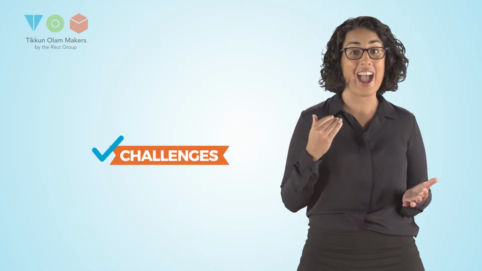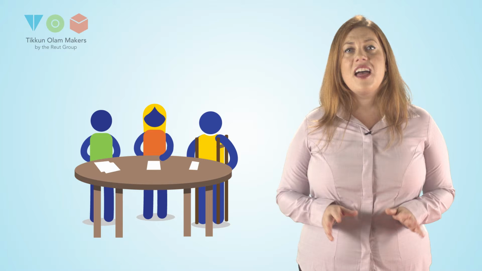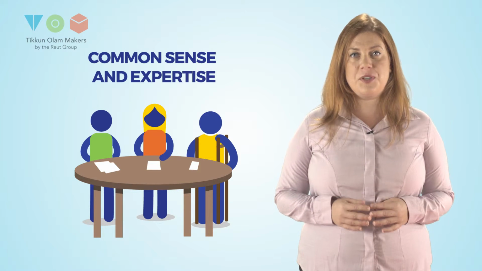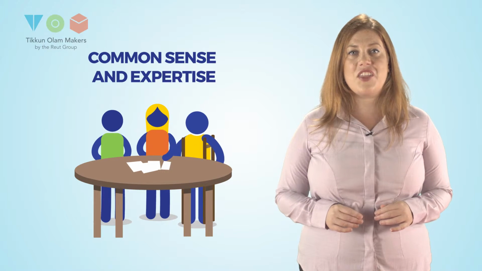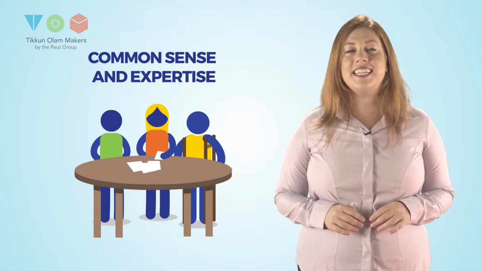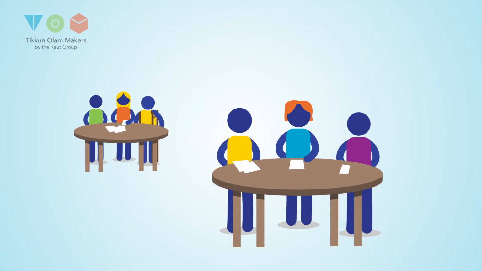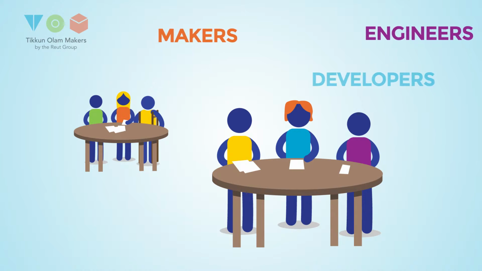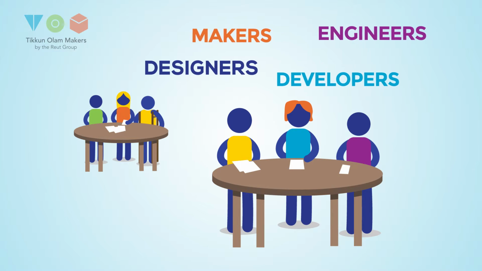This is really exciting. You have your list of challenges and you're halfway through the first big meeting. Congratulations. Your screeners will use the remainder of time to decide what types of talent each challenge will need. This is where common sense and expertise is put to the test. Your team of screeners will review the list of challenges together and point out the skills and talents needed to develop potential solutions for each challenge. They will decide a ratio of makers, engineers, developers, designers, and any other talent they think will be needed at the Makeathon.